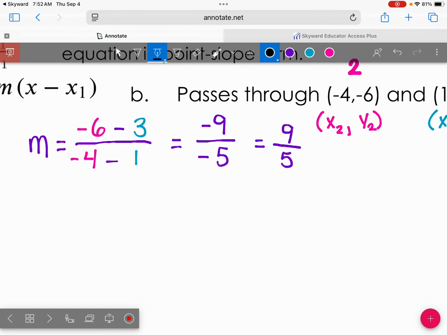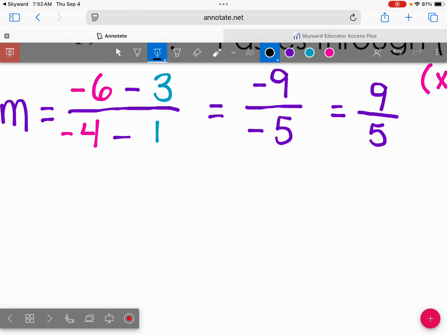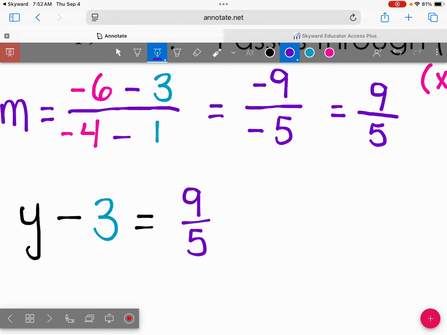And then all we got to do is substitute our pieces into our equations. So we're going to have our y minus, and again, I'll do my y1 first. It's my blue point over here. Y minus 3 equals 9/5 x minus my x1, 1. I have an equation.